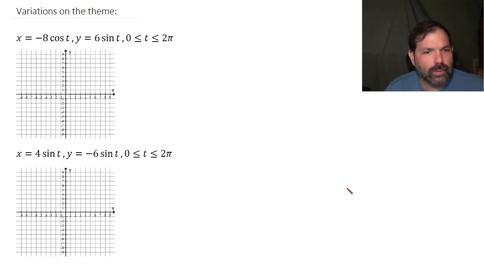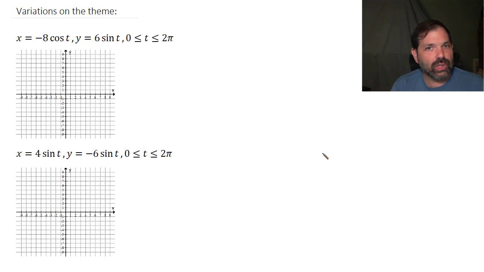Alright, so let's think about this one. Now I've changed it again. Now I've got x is equal to negative 8 cosine t, y is equal to 6 sine t. Alright, so now let's think about this.